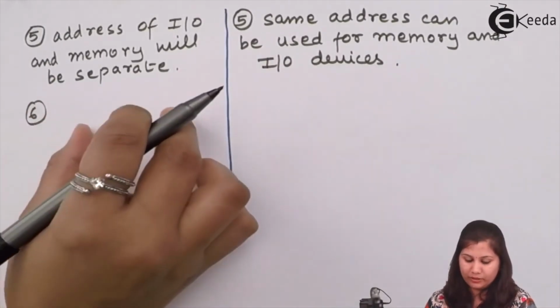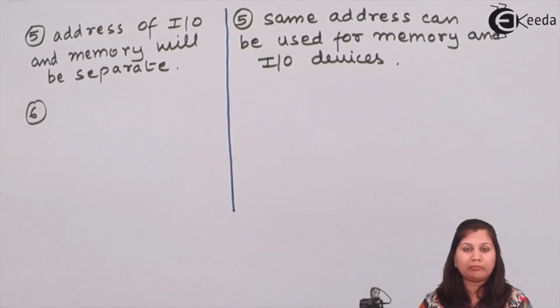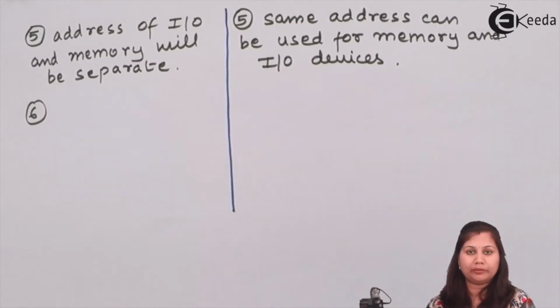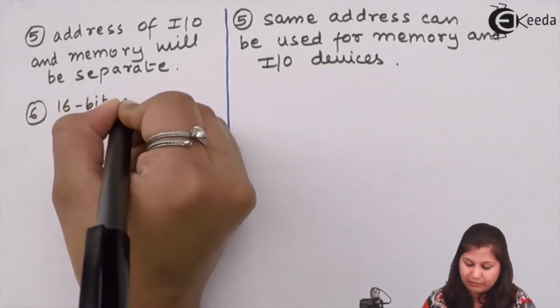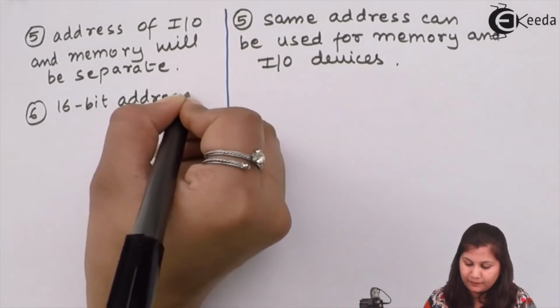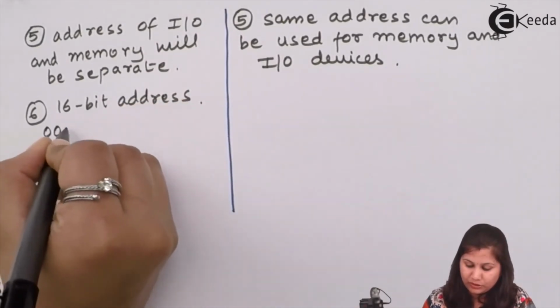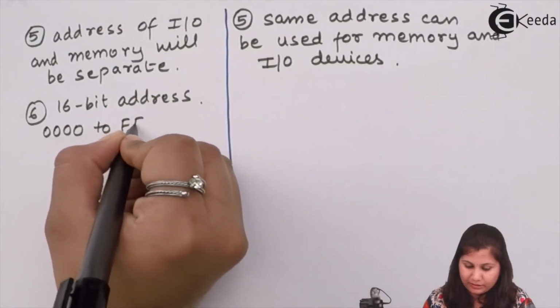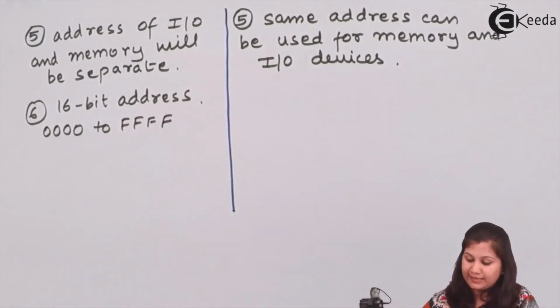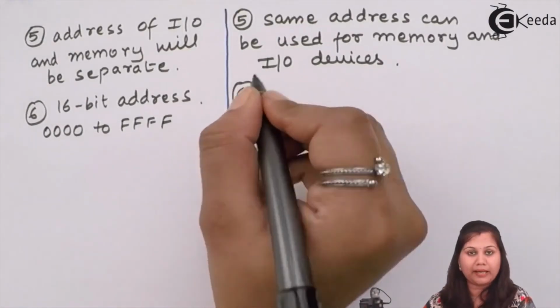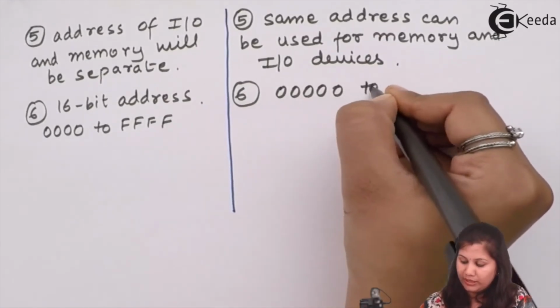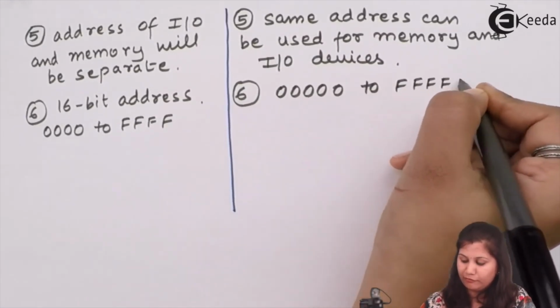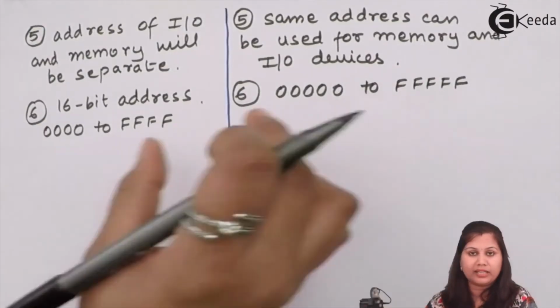Also, you have seen in the diagram that the memory size was 1 megabyte, and the input output devices are of 64 kilobytes. So 64 kilobytes means we have 16-bit addresses there. The address ranges from 0000 to FFFF, whereas here we have the complete 1 megabyte of memory, so its addresses will range from 00000 to FFFFF. So that will be the address range.